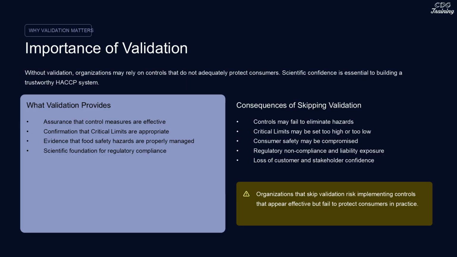Validation provides assurance that control measures are effective, confirms that critical limits are up to date, and offers evidence that food safety hazards are properly managed. It supports compliance with regulatory requirements. Skipping validation can lead to ineffective controls, consumer safety risks, and regulatory non-compliance. Organizations that skip validation risk implementing controls that appear effective but fail to protect consumers in practice.